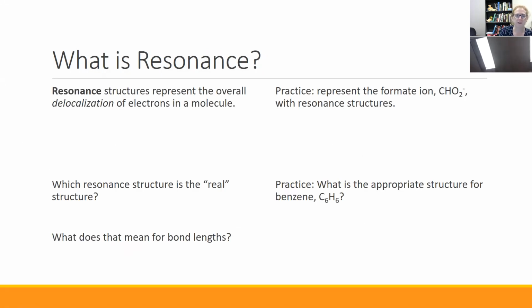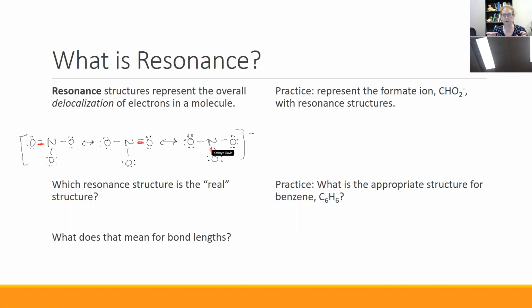First off, resonance represents the overall delocalization of electrons in the molecule. And we notice with this structure that there's this double bond that just seems to kind of flip around the molecule. It's not in multiple places at once. That bond is itself delocalized. It doesn't belong to one pair of atoms. It doesn't belong here or here or here. It actually belongs everywhere at once. And so another way that we sometimes draw that is like this.